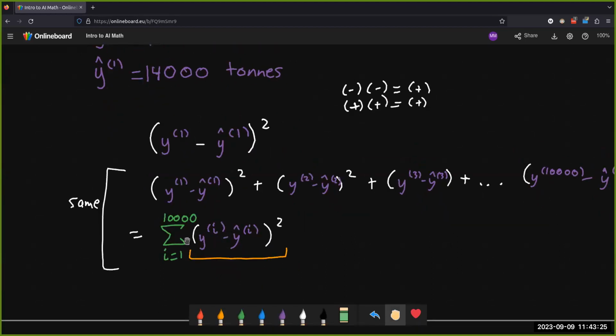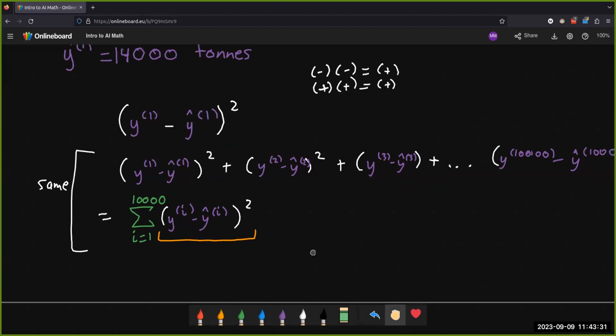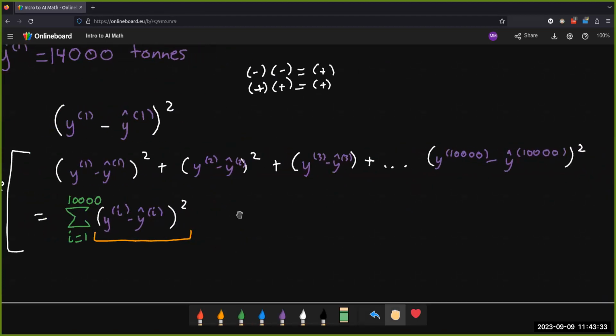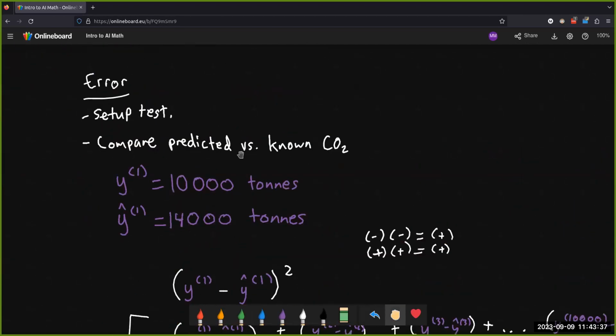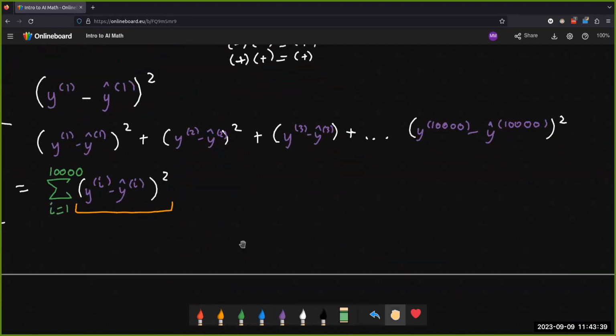If you're adding together 10,000 very big numbers, you get an enormous number. We don't want that. So what we can do is we still want some interpretation of how large the error is across all of the examples.